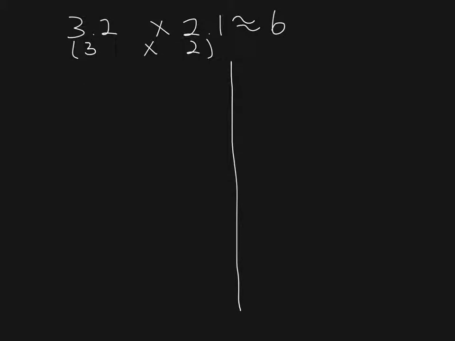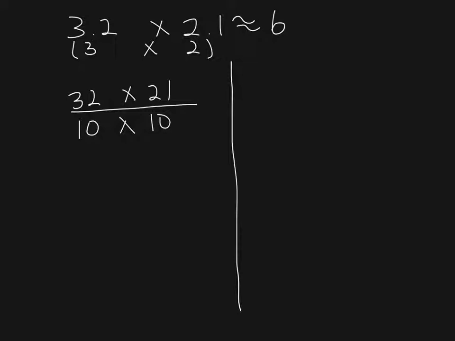Now I'm going to solve this problem two different ways. On the left, I'm going to turn the decimals into fractions, and on the right, I'm going to multiply them using unit form in decimals. So 3 2/10 is the same as 32/10, and 2 1/10 is the same as 21/10. So I'm going to set this up as 32 times 21 over 10 times 10.